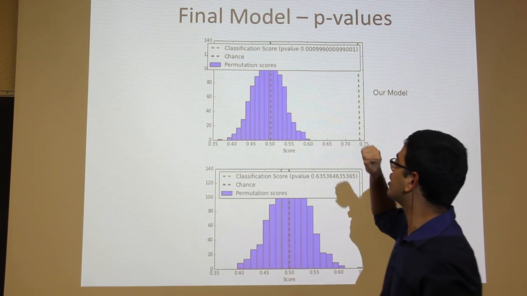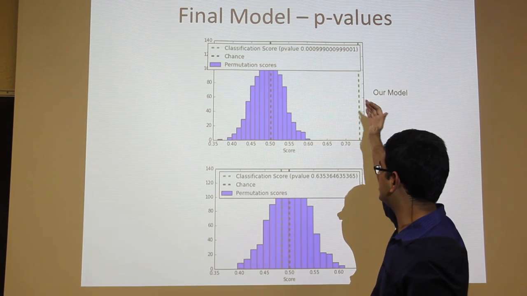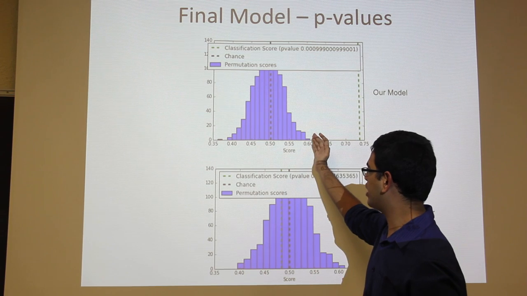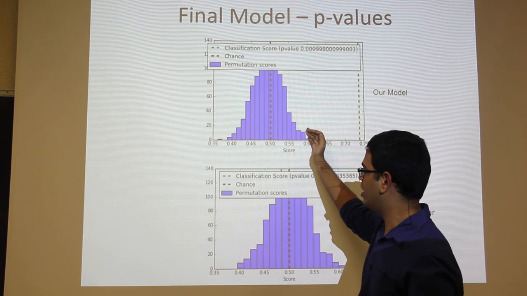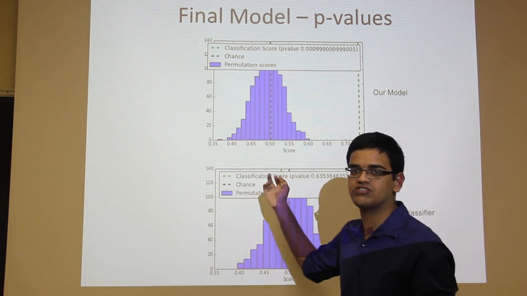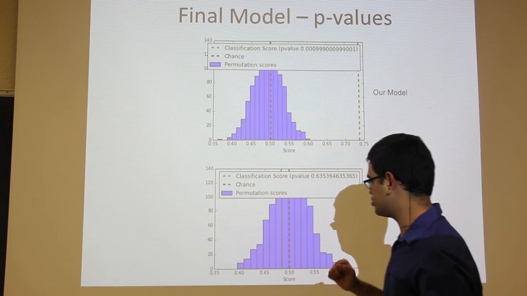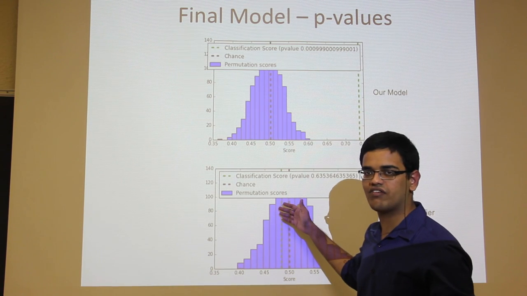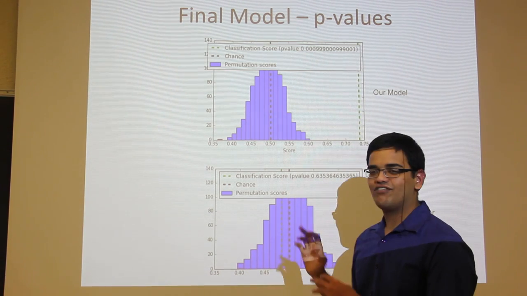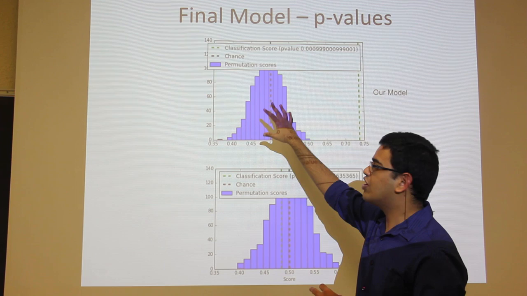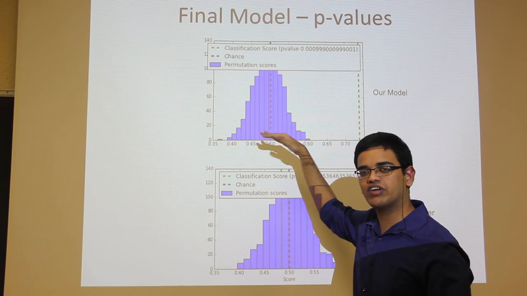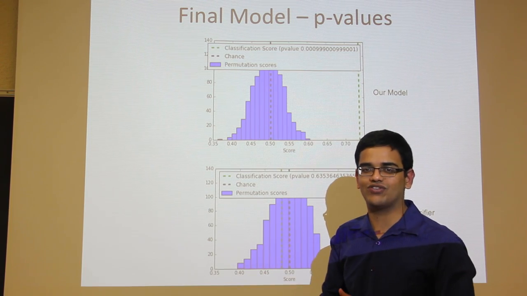If you see, the accuracy score of our model is close to 0.8, that is around 80% accurate, and the highest the random classifier could get was up to 0.6, and the number of instances where it got that high is very few. From this we could find that even out of the 1000 permutations the test ran, the random classifier couldn't come close to our model in any of those runs.